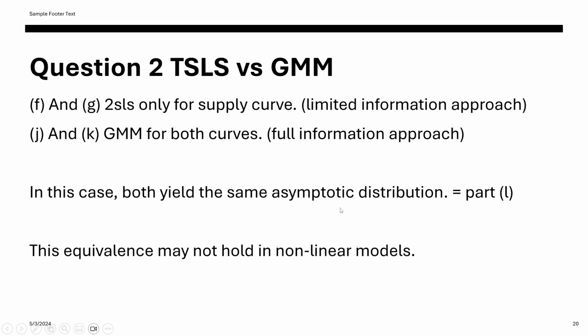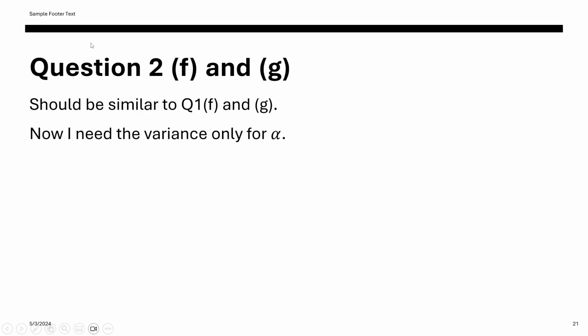So keep that in mind. It's not a general result, just a special example. In this question, the two-stage least squares is pretty much the same as question one, but I just need the parameter alpha, which is the price elasticity of supply, right? So you just take the variance of this estimator. As a result of the estimation, you are going to get a 2 by 2 covariance matrix, but I only need the 1,1 element. The first element is the variance of alpha.